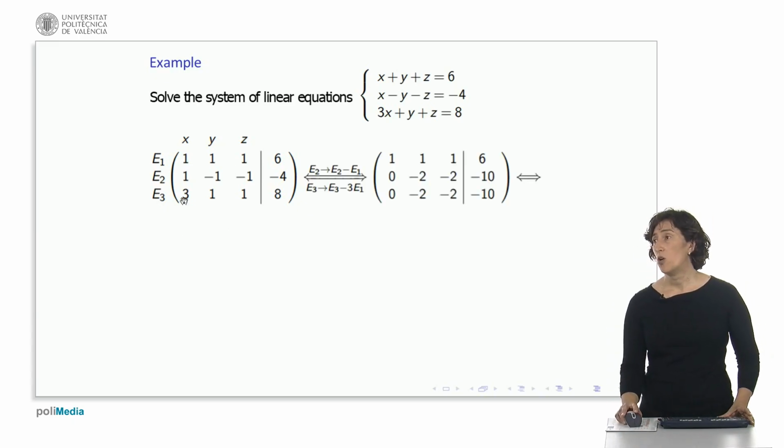Well, let's do these operations. 1 minus 1, 0; 1 minus 1... minus 1 minus 1, minus 2; and minus 4 minus 6, minus 10. I already have the second equation. I do the corresponding operations for the third, and I obtain the third equation. Well, we already have those two zeros.